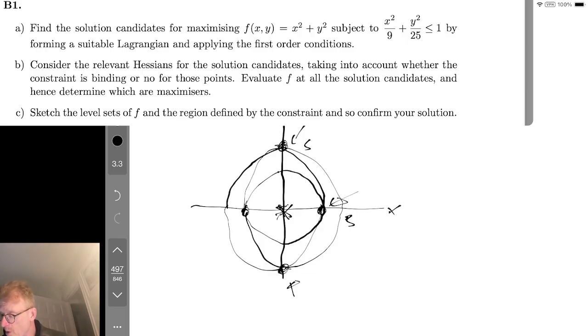Yeah, so these three are local minima, and this obviously is a maximum because it's the largest contour level which is allowable for the solution to lie within the ellipse.